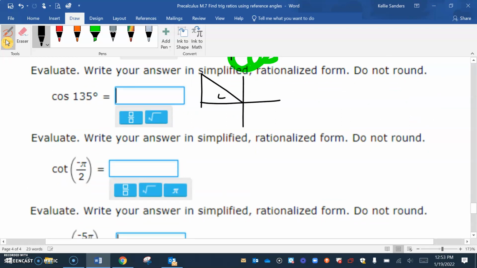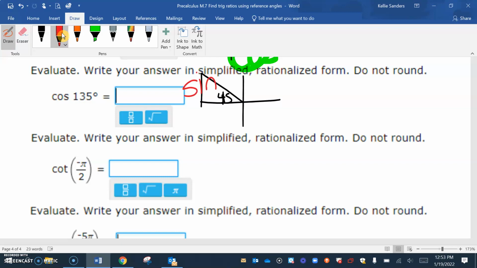135 is right here, which makes the reference angle of 45, and sine is the only thing positive here, and we're doing cosine, so it'd be negative cosine 45. Cosine 45 is square root of 2 over 2, so this is going to be negative square root of 2 over 2.